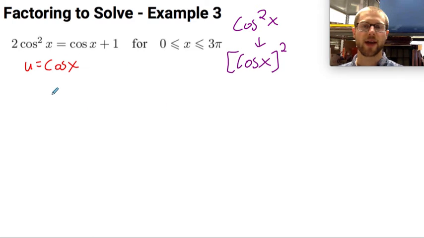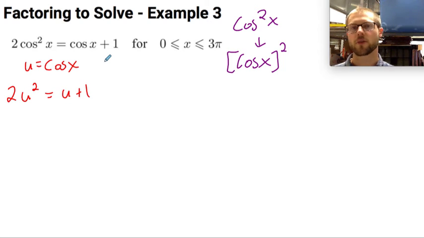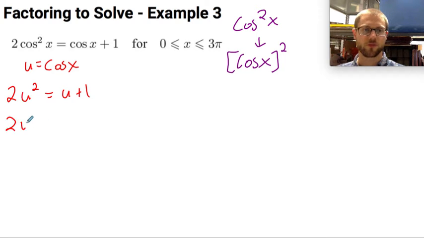And when I do that, anywhere I see a cosine x, I can substitute in a u. So over here, instead of 2 cosine squared of x, I could say 2u squared, since cosine squared of x is cosine of x times cosine of x. That's going to equal u plus 1. And now this is looking a little bit like a quadratic that I can solve. So let's get it equal to 0: 2u squared minus u minus 1 equals 0.